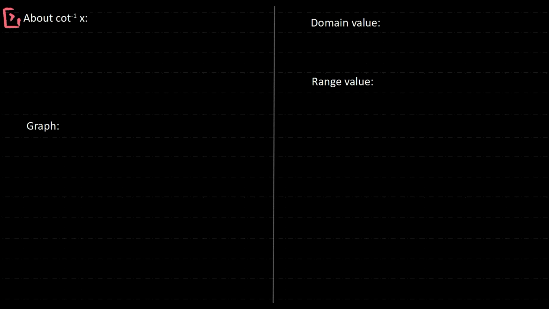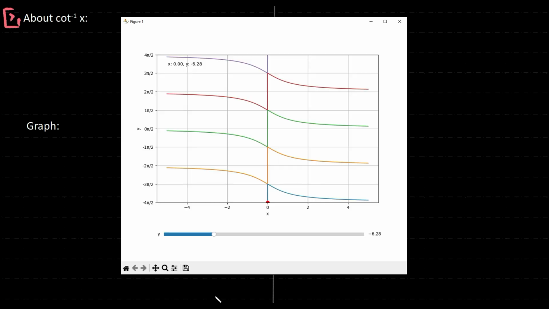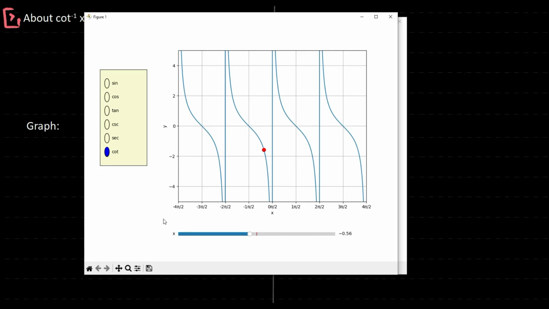Let's look at cot inverse of x. So first thing is cot of x. Look at cot of x first. The input values range from minus infinity to plus infinity, other than even multiples of pi by 2. When you solve this, you will get it to be a multiple of pi. Even multiple of pi by 2 is nothing but a multiple of pi, right?